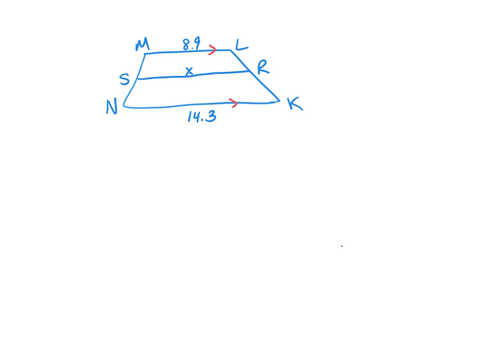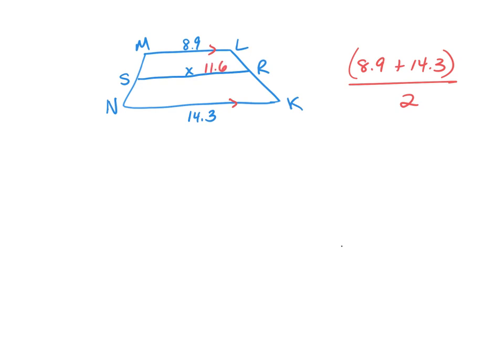So when we're looking for the median, it's pretty easy. Since the median is halfway up that trapezoid, you find the average of the top and the bottom, okay? So we would do 8.9 plus 14.3 divided by 2 will give you the middle number. Go ahead and do that.